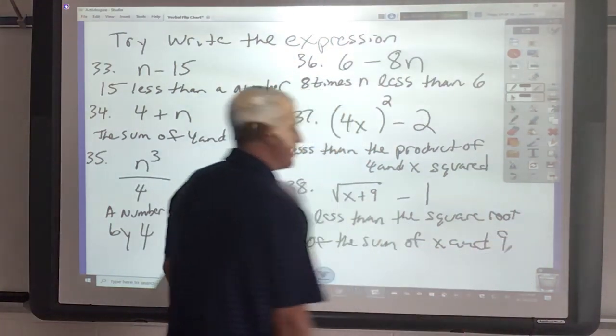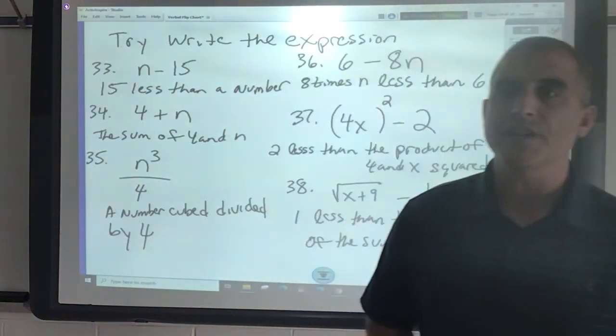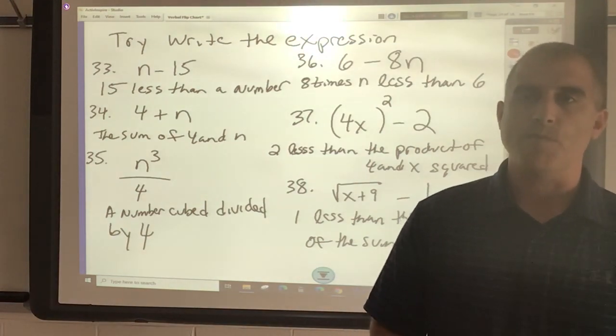Okay? So that is the verbal and the conversion to algebraic. This takes a little bit of practice, but if you do practice these, there are some things in the modules if you want to practice them to get some more practice, you can do that.